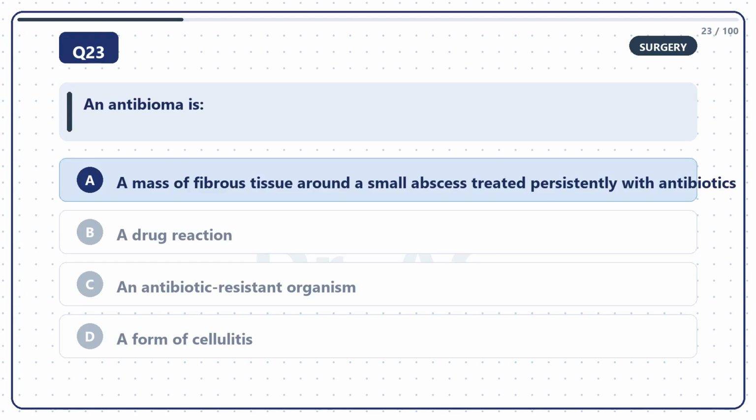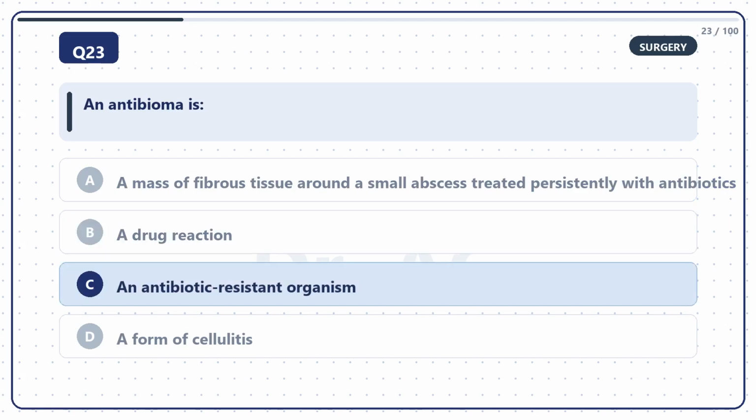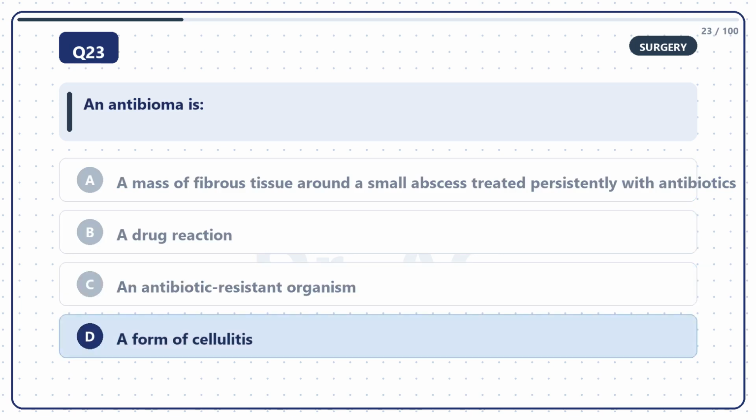A mass of fibrous tissue around a small abscess treated persistently with antibiotics. Option B. A drug reaction. Option C. An antibiotic-resistant organism. Option D. A form of cellulitis.